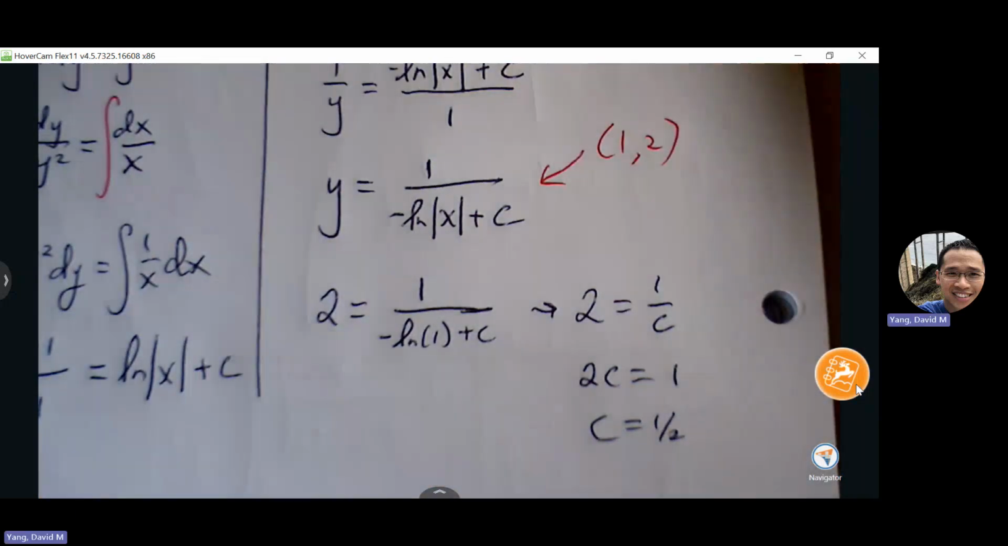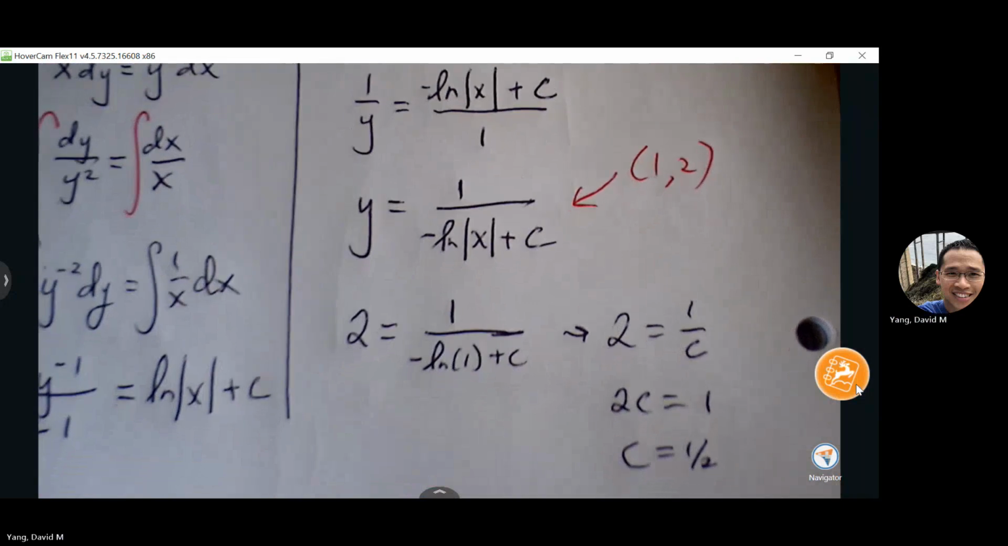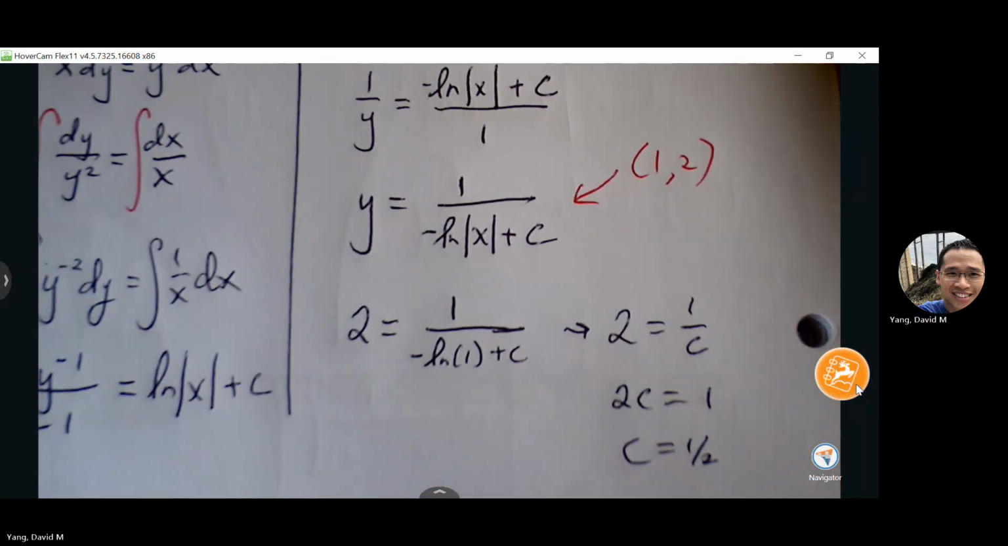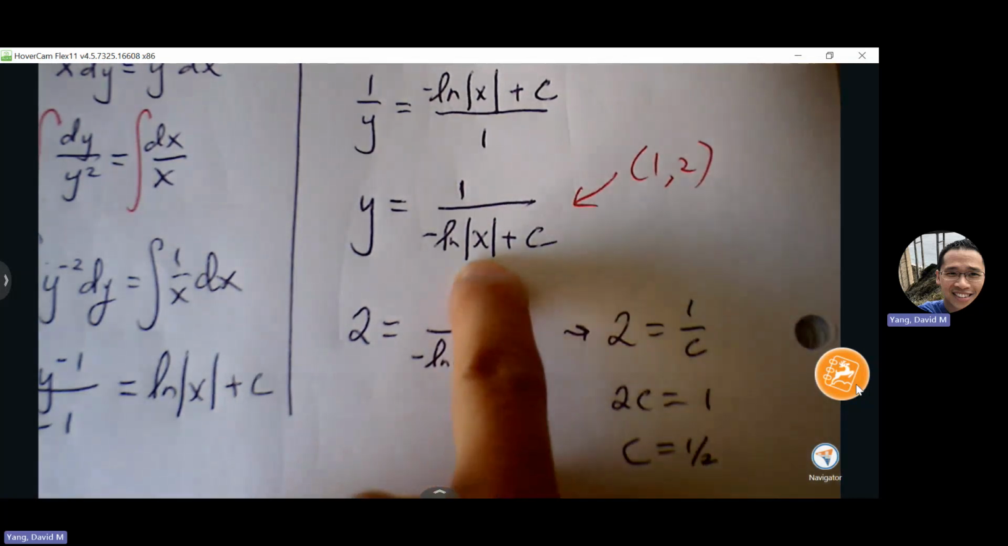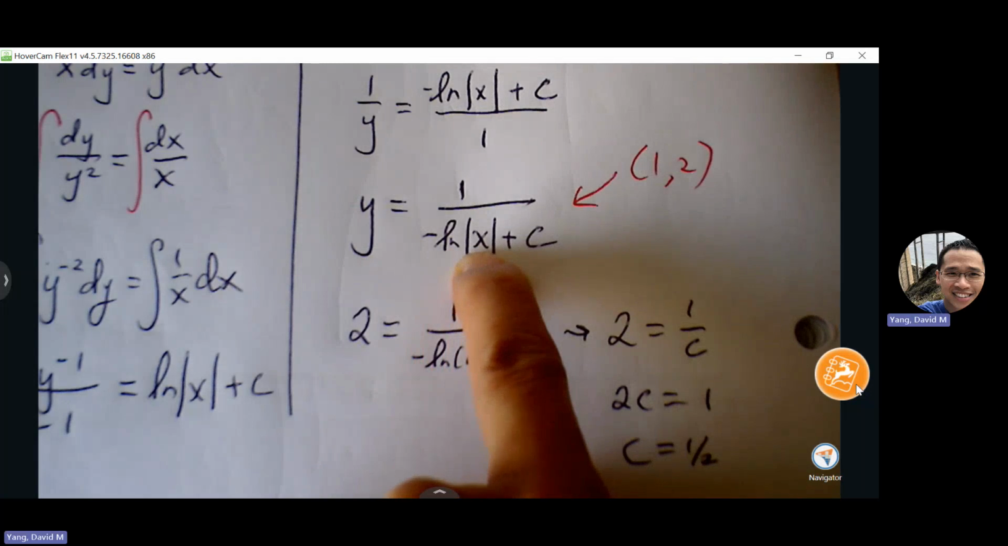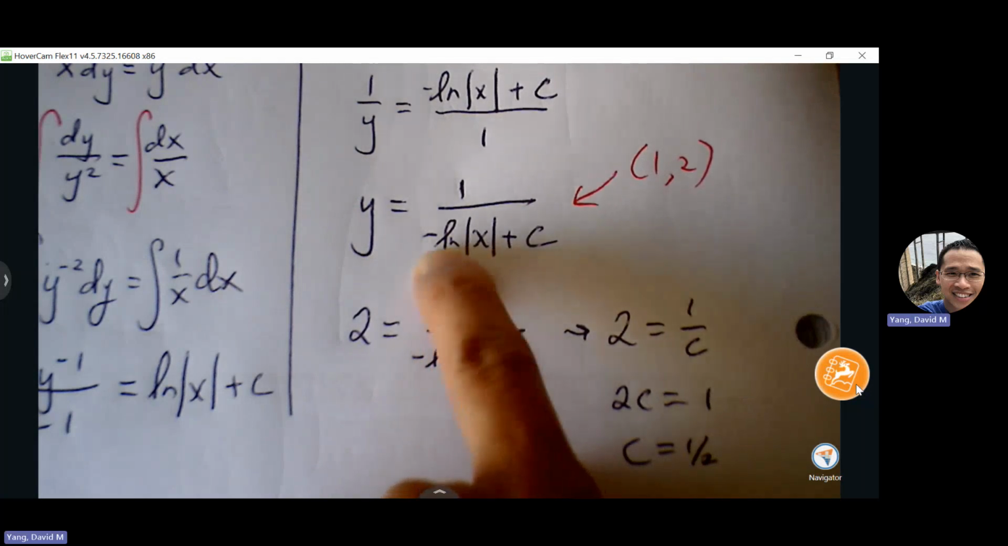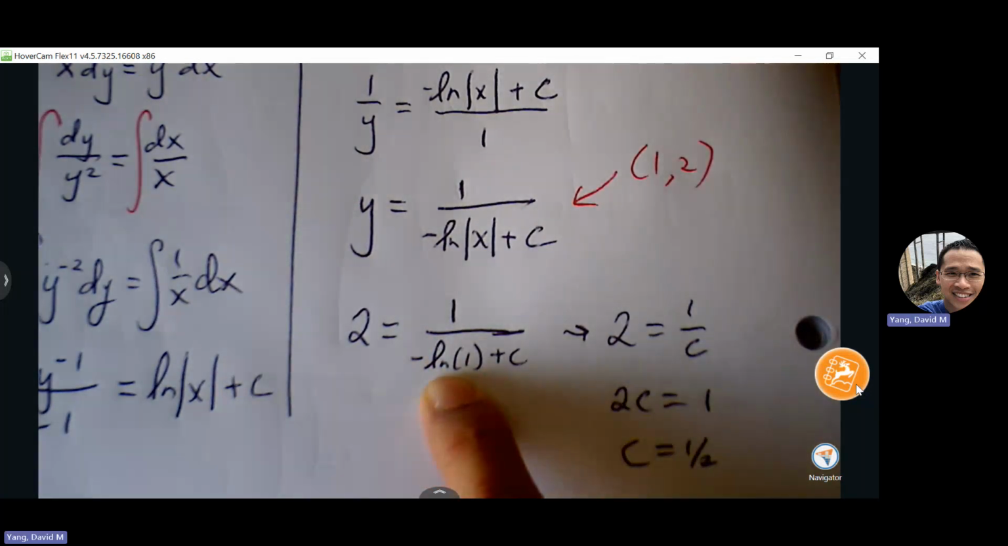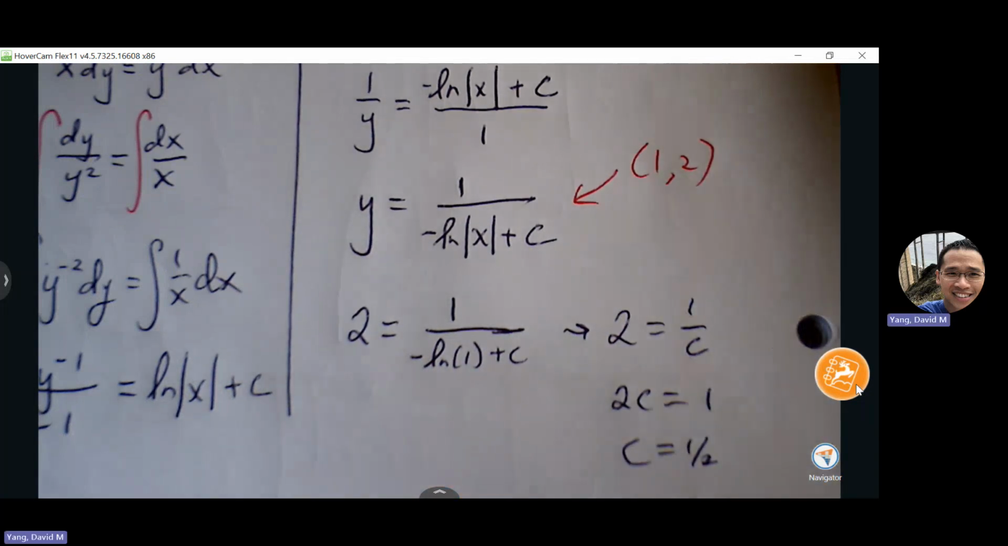Yes, question. Would be negative. Does that just go? Yeah, well, the negative is outside. So, and the 1 is always positive. So it's natural log of 1, which is 0, and -0 is still going to be 0. Is that what you're asking? Yeah. So C is 1/2.